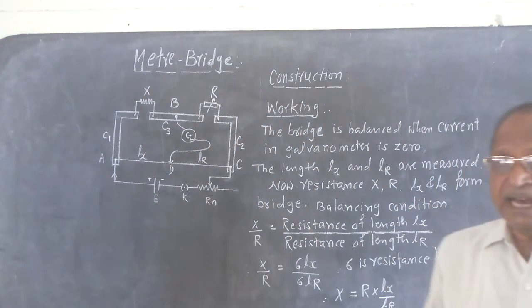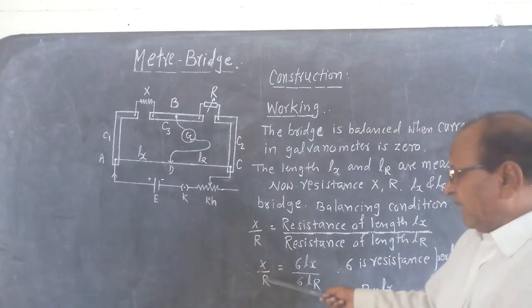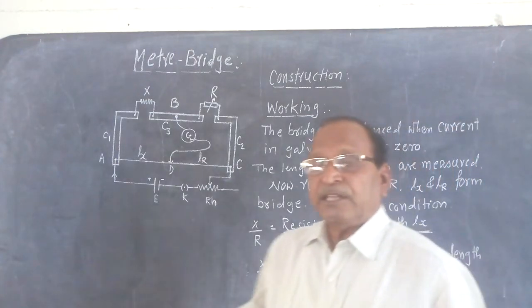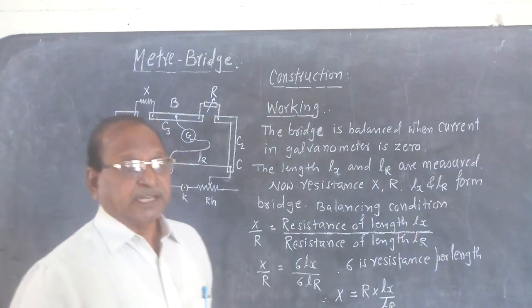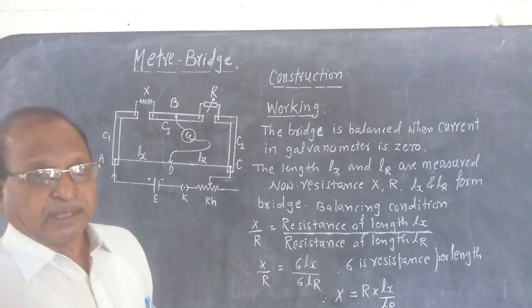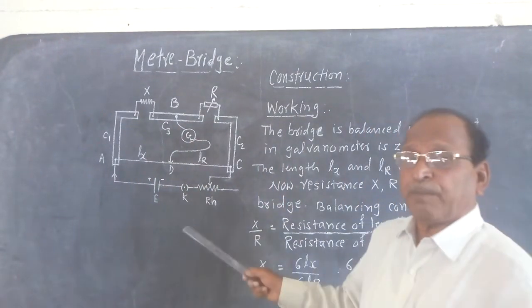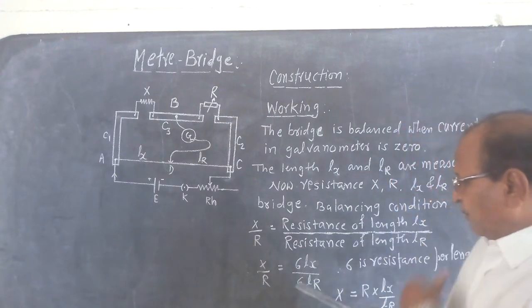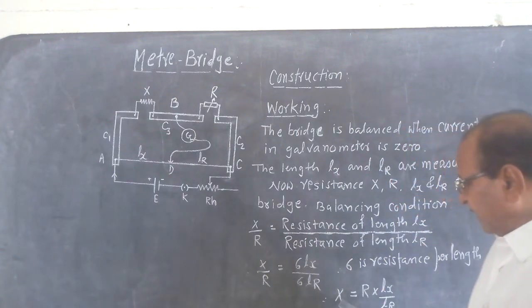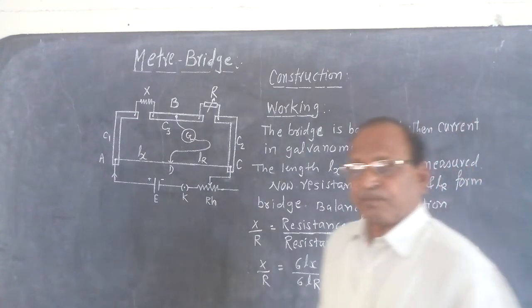Lx and LR are lengths, and X and R are resistances. That means resistance is proportional to length. The ratio of resistances is equal to the ratio of lengths. Therefore, the unknown resistance X is equal to R into Lx upon LR.